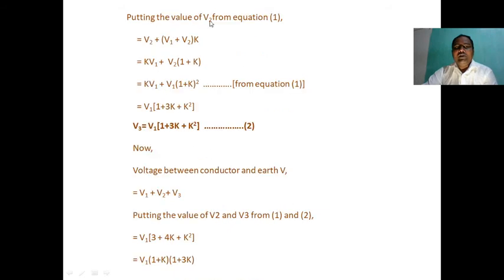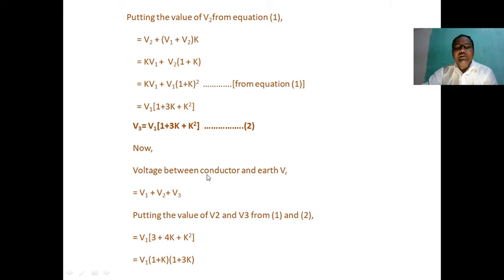Putting the value of V2 from equation 1, we get KV1 plus V2 of 1 plus K. So finally we get V3 is equal to V1 of K square plus 3K plus 1. This is V3 in terms of V1.